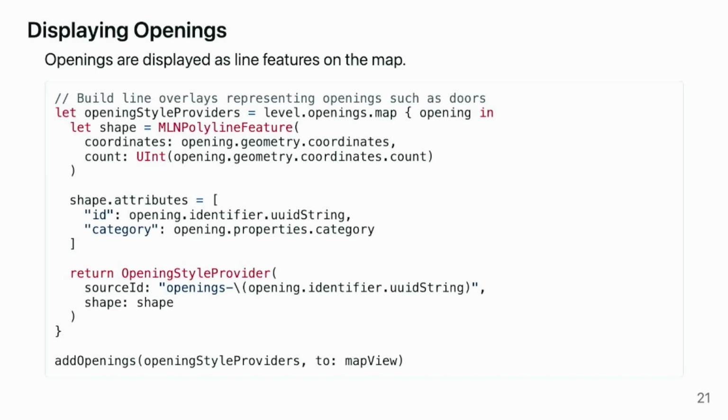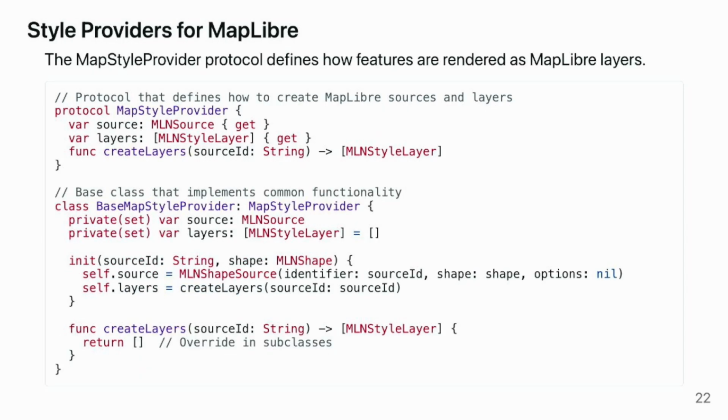Openings are displayed as line features on the map. We convert the opening geometry to a MapLibre polyline feature and create a style provider for them. We use a map style provider protocol to encapsulate how different feature types are rendered. The base class handles the common pattern of creating a source from a shape and generating layers for that source.